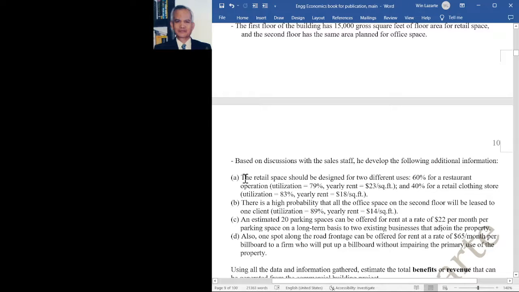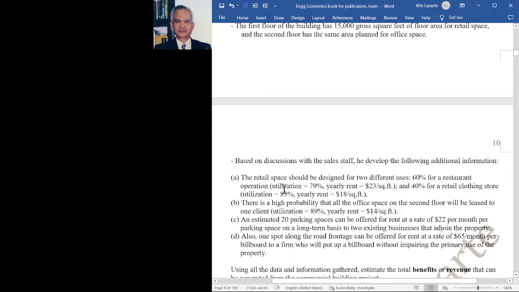Letter A, the retail space should be designed for two different uses. 60% for restaurant operation with a utilization of 79% and a yearly rent of $23 per square foot, and 40% for retail clothing store with a utilization of 83% and a yearly rent of $18 per square foot.